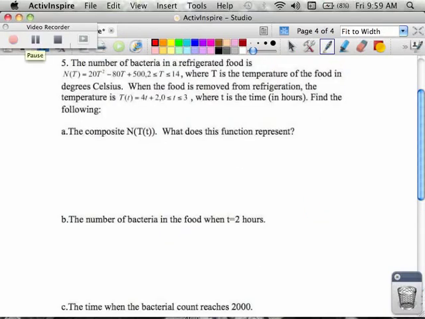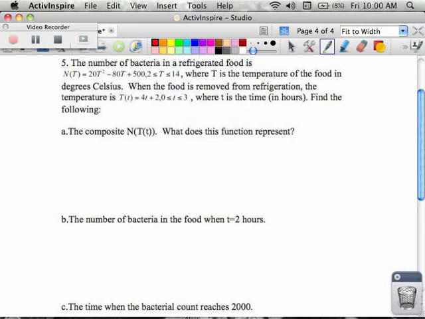Okay, so number 5 here kind of puts everything all together. It uses composition of functions. It gives us some boundaries. It has multiple variables in it. And it's kind of saying, put all this stuff together and how would you use it. So this is kind of a science application.